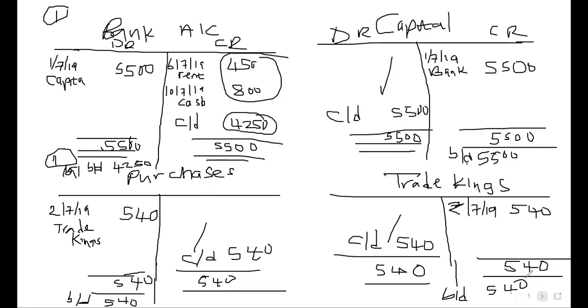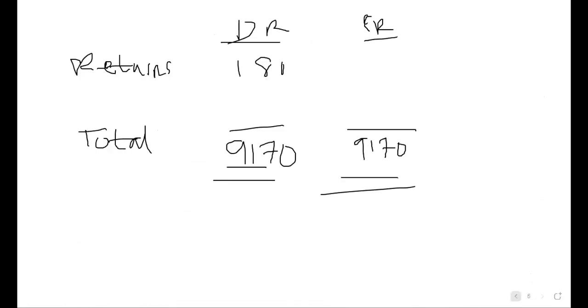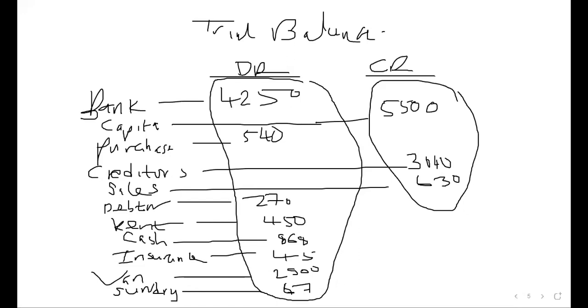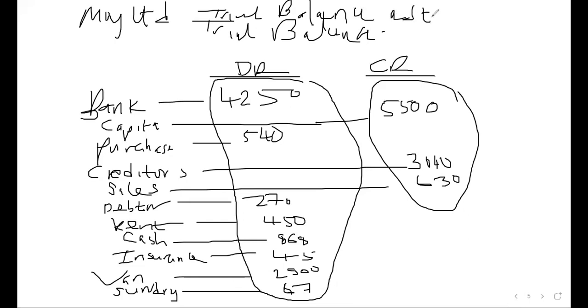So here the heading, like in accounting, it should be Moyo Limited trial balance. So trial balance as at 31st July 2019. So this is how this question is supposed to be answered.